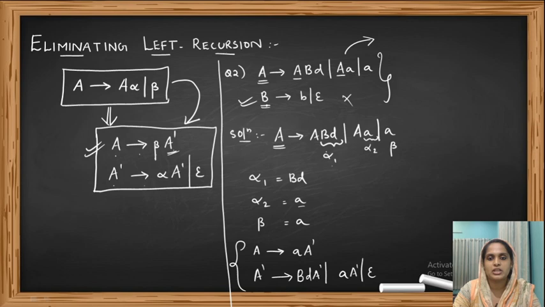And this production, B produces B bar epsilon, we can write just like that only, B bar epsilon. Because it doesn't contain any left recursion, so we don't have to convert that production. You can write that production as it is. So now I hope that you have understood what is left recursion and how you can eliminate the left recursion from a given grammar, right?